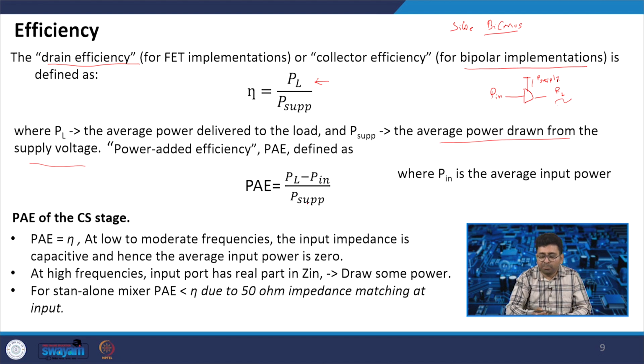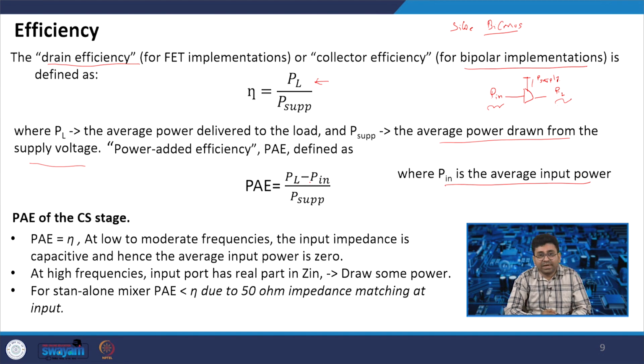So, that is how much power P in is already giving, and how much power the amplifier is adding to the actual power that is received. That is why it is called a power added efficiency: the actual power which is added is given by P L minus P in divided by P supply, where P in is the average input power.